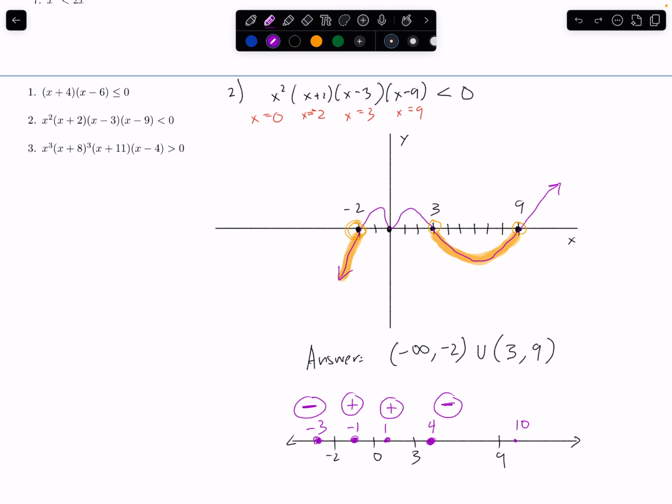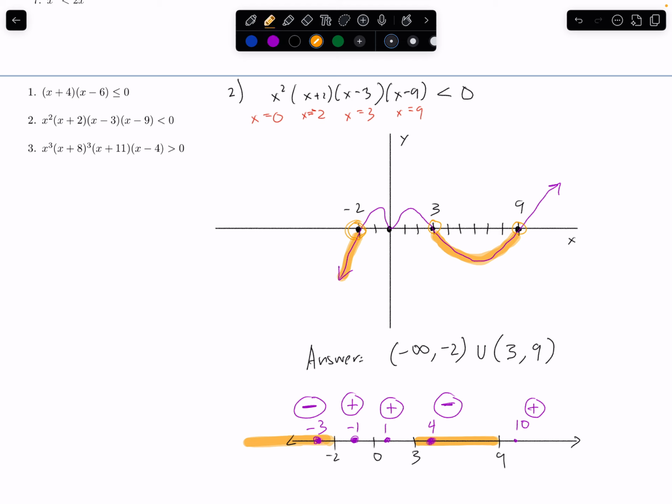Okay, last checkpoint is 10. This will be positive. This will be positive, 10 plus 2, 10 minus 3 positive, 10 minus 9 positive. So it's all positive, which means overall that's positive. So looking at it now, which are the negative regions from here? -3, -2 onwards to the left. And then from 3 to 9, right?